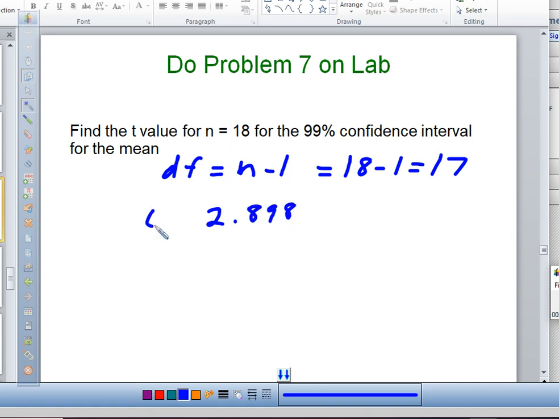So that would be our t-value. That would be our critical value. So think of it like that. The critical value we're going to use is 2.898.